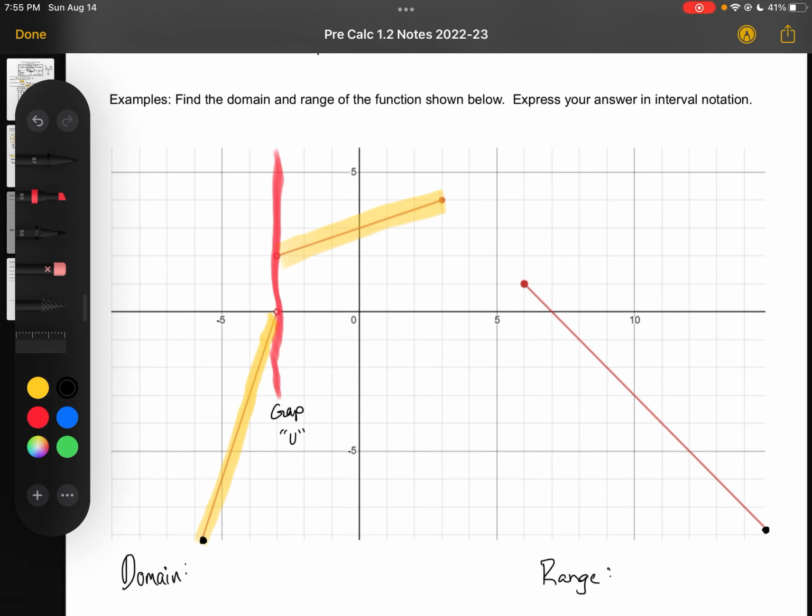And then the second thing, if we keep going from left to right here, we're going to see another gap from here to here. So if we're tracing that domain and yellow is good and red is bad, we have that gap from like 3 to 4 to 5 to 6 that is not included in our domain. But if we jump back to our yellow, we're going to see we keep going.